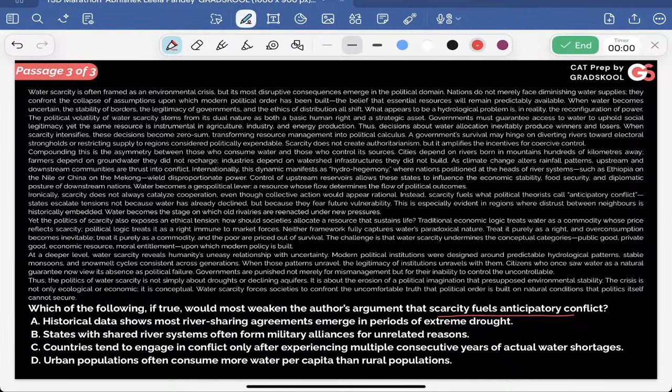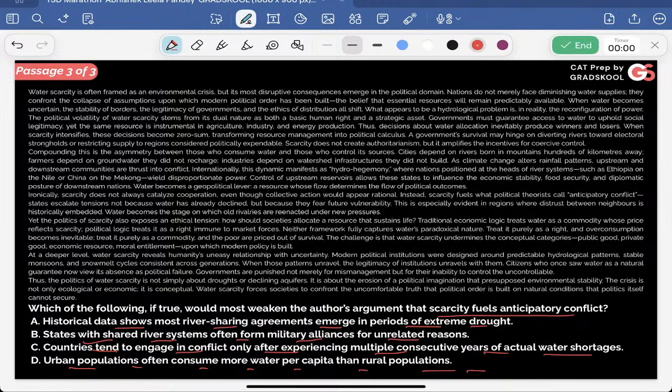Okay. Historical data shows most river sharing agreements emerge in periods of extreme drought. States with shared river systems often form military alliances for unrelated reasons. Countries tend to engage in conflict only after experiencing multiple consecutive years of actual water shortages. Urban populations often consume more water per capita than rural populations.